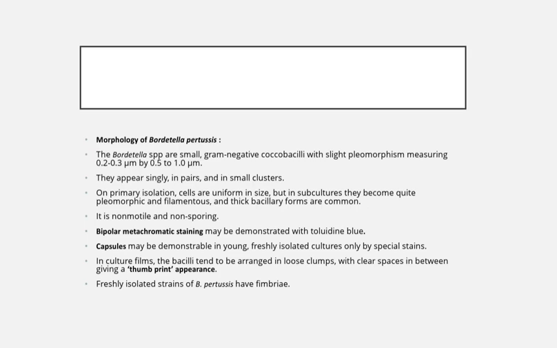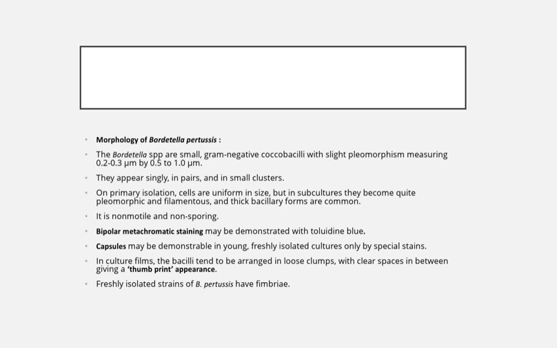0.5 to 1 mm. They appear singly or in pairs and in some clusters. On primary isolation, the cells are uniform in size, but in subcultures they become quite pleomorphic, and filamentous and thick bacillary forms are common. It is non-motile and non-sporing. Bipolar metachromatic staining may be demonstrated with toluidine blue. Capsules may be demonstrable in young, freshly isolated cultures only by special stains.